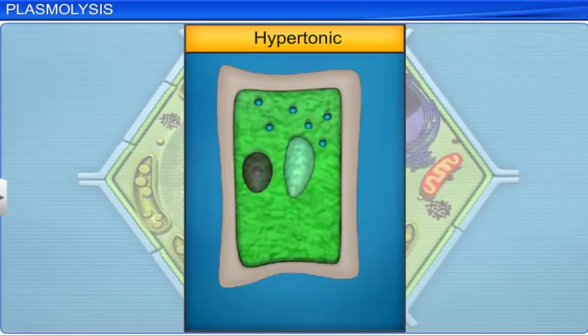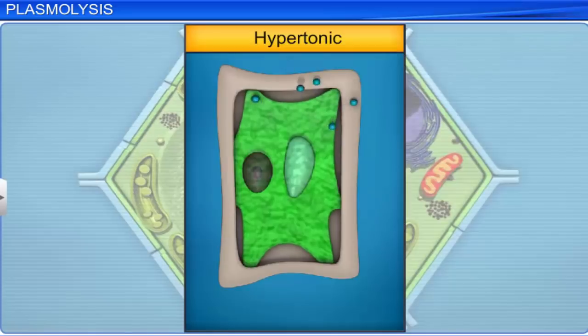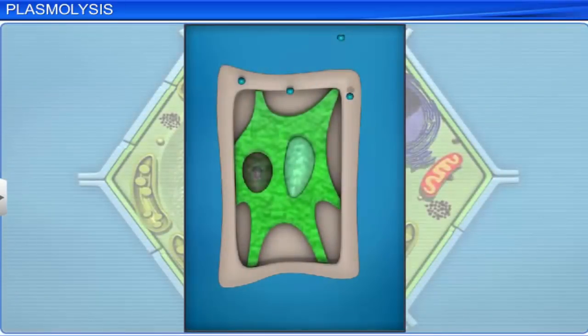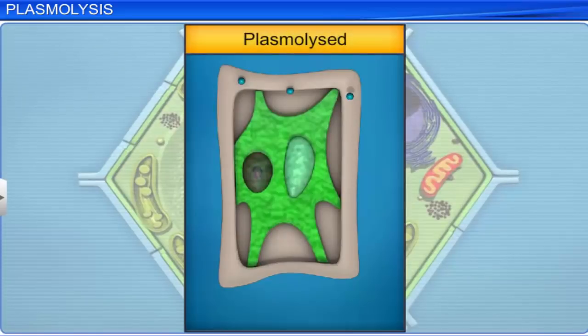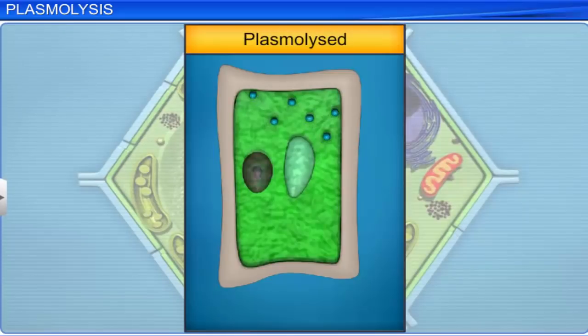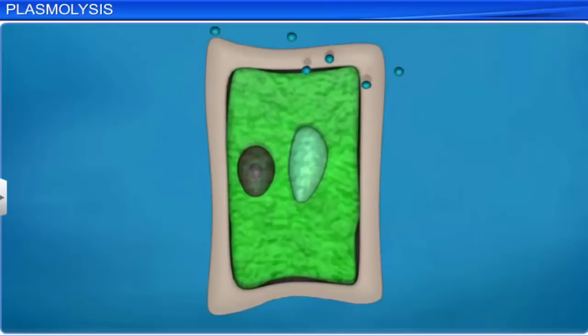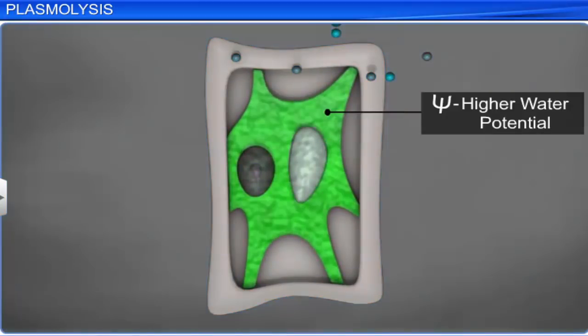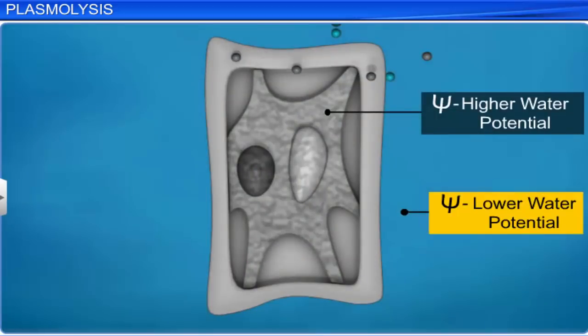If a plant cell is placed in a hypertonic solution, water moves out of the cell due to osmosis. The cell membrane shrinks away from the cell wall with this outward movement of water. This phenomenon is called plasmolysis, while the cell is said to be plasmolyzed. In plasmolysis, water first moves out of the cytoplasm and then the vacuole. This movement of water takes place from a cell which has higher water potential to an area outside the cell that has lower water potential.